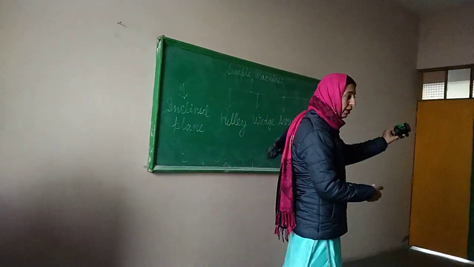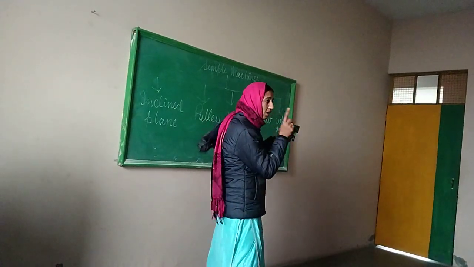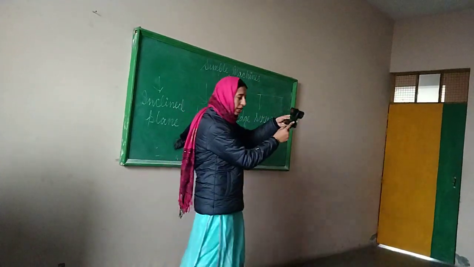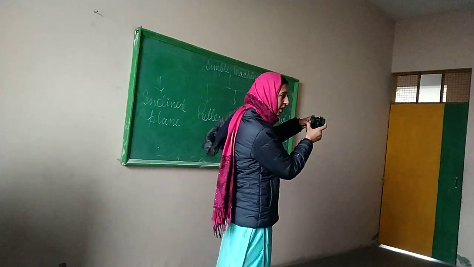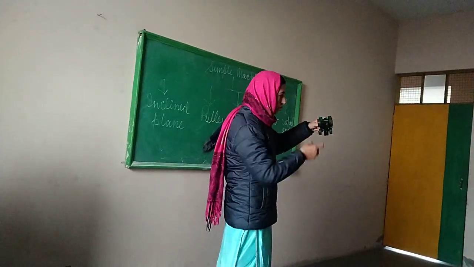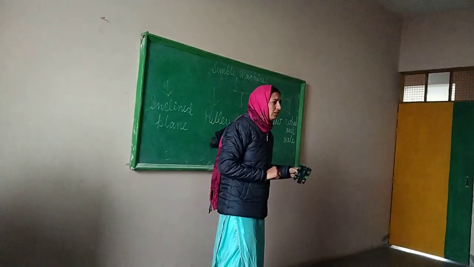So beta, every vehicle has a wheel and a connected rod, that is called axle. You can see this toy. These are the wheels and they both are connected with a single rod, that is called axle. So that is called wheel and axle. Any other example can you give of wheel and axle? You can tell.